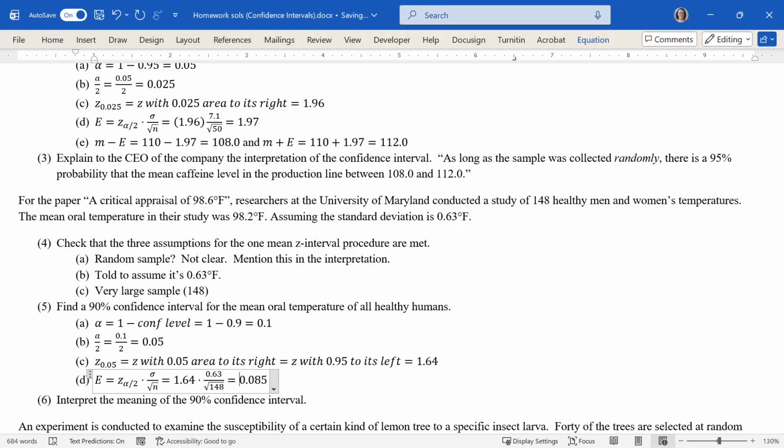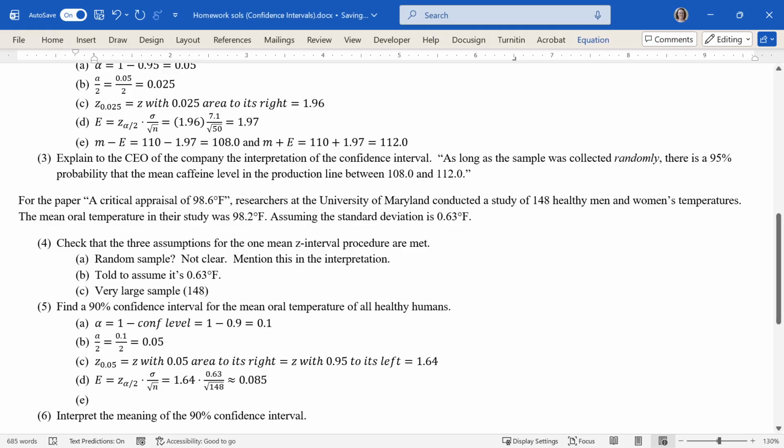I keep forgetting to use the little approximation symbol here when I round. All right, so that's our margin of error. Margin of error should always come out positive. If it came out negative, you probably just looked up the negative z-score, so you can just switch it to the positive one. Anyway, you're going to be adding and subtracting it, so as long as you end up getting the version where you added it to m and the version where you subtracted it from m, it's fine.